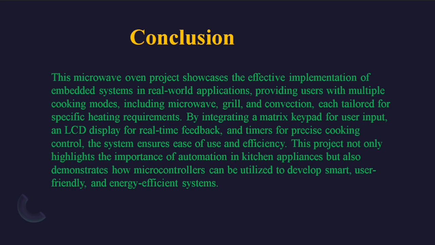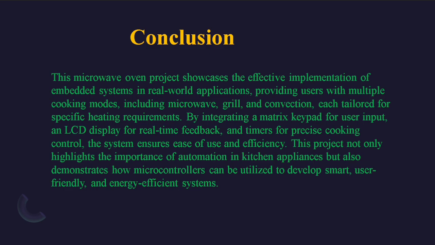Then let's move towards the conclusion part. In conclusion, a microwave oven is a fast, easy, and efficient way to cook and heat food. It works by using microwave radiation to heat food quickly and evenly. Due to its convenience, energy efficiency, and safety, it has become an essential appliance in homes and workplaces.